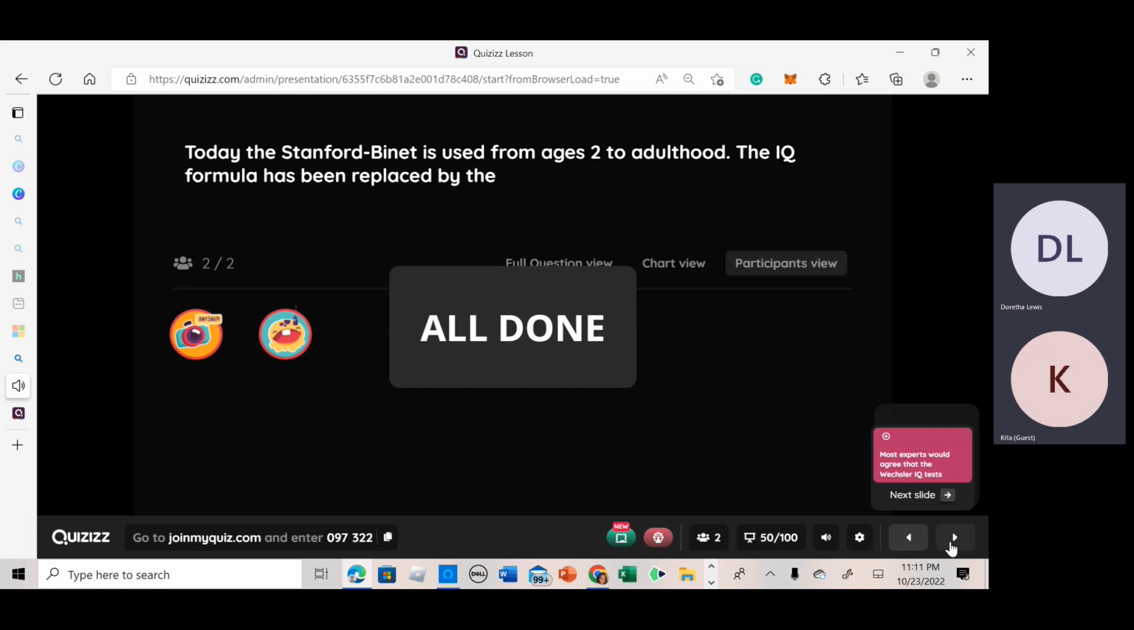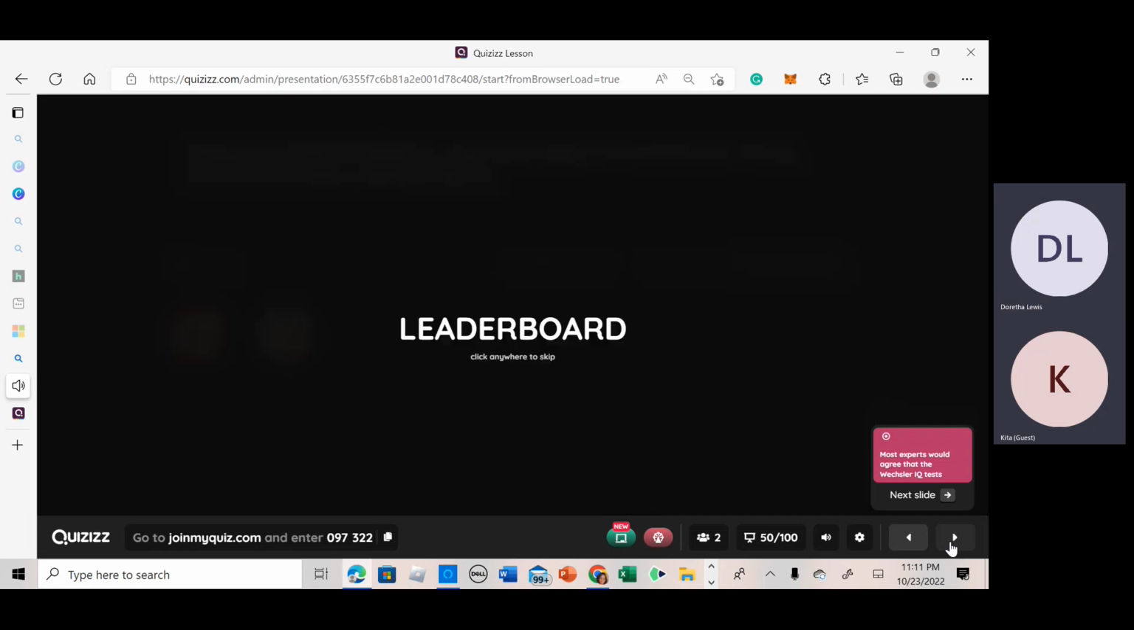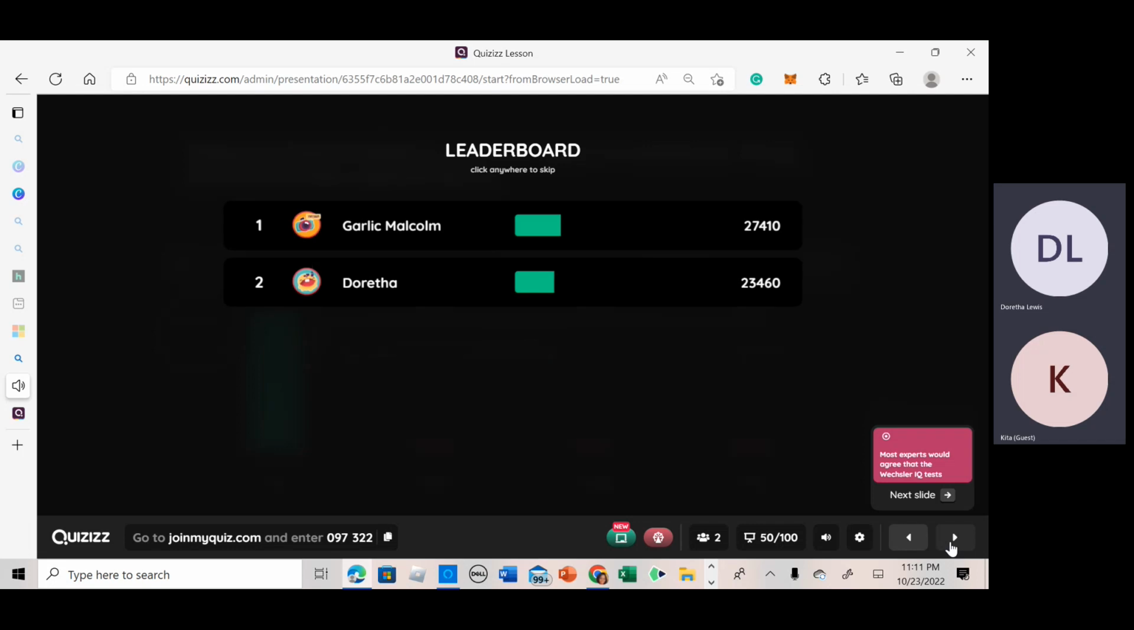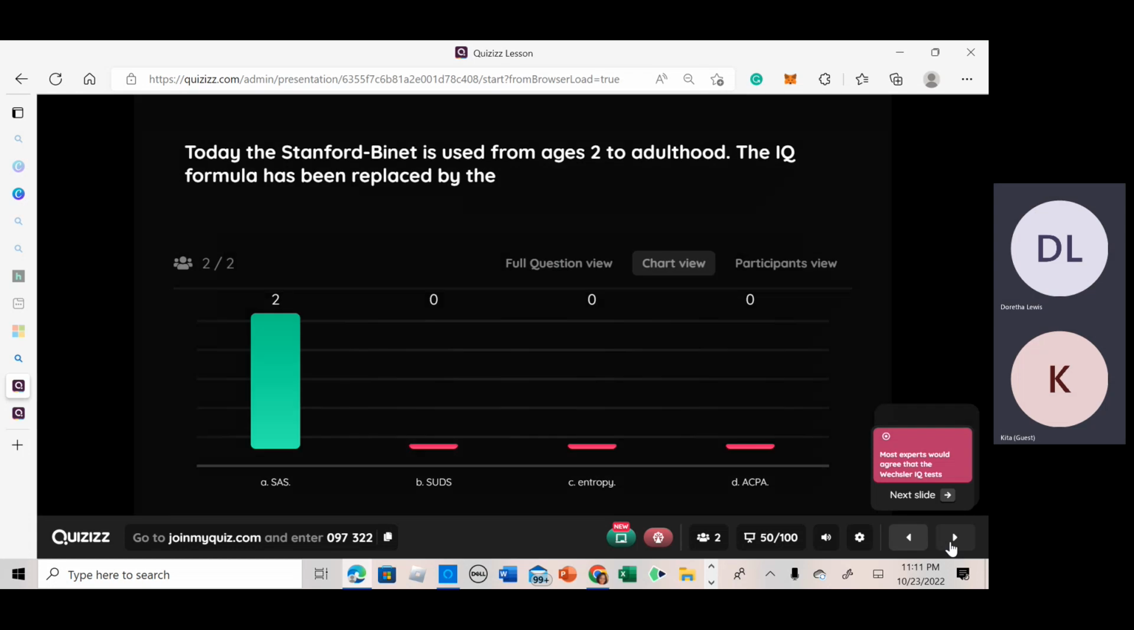Today, the Stanford-Binet is used from ages 2 to adulthood. The IQ formula has been replaced by the SAS, and SAS stands for Standard Age Score.